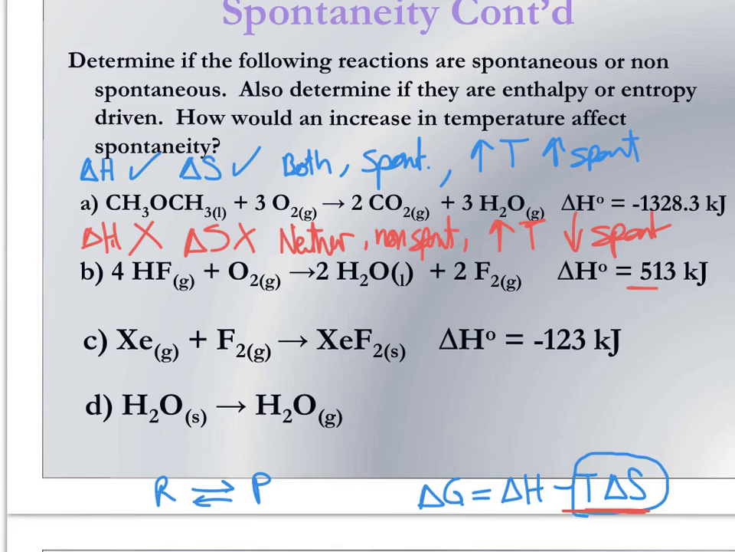Okay, next one. Delta H is negative, that's good, it's favored. Delta S, that's not good, it's not favored. The reason is we're going from gaseous to solid, it's not good. We're also going from 2 particles to 1, that's not good. So in this case, it's favored by enthalpy, not by entropy. So we say this reaction, if it's going to happen, it's going to be driven by the enthalpy. Enthalpy driven. Is it spontaneous? Sometimes.